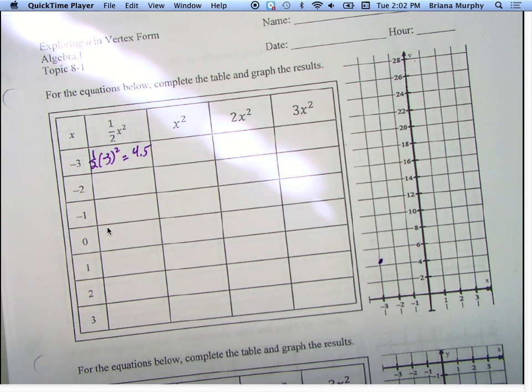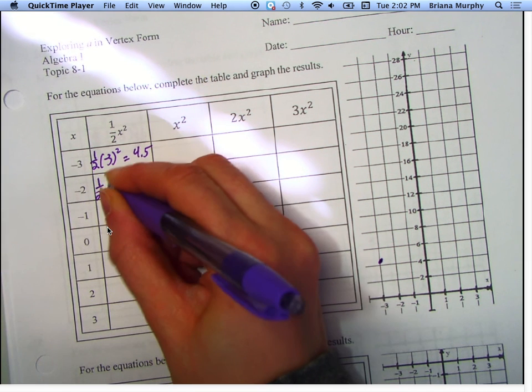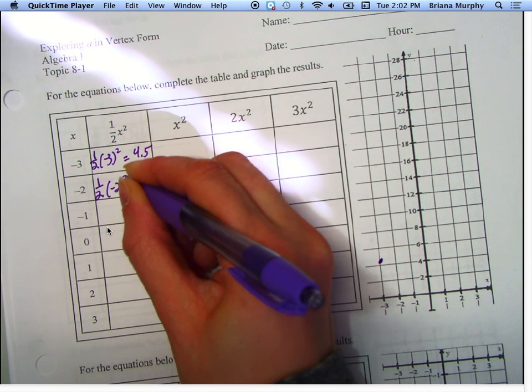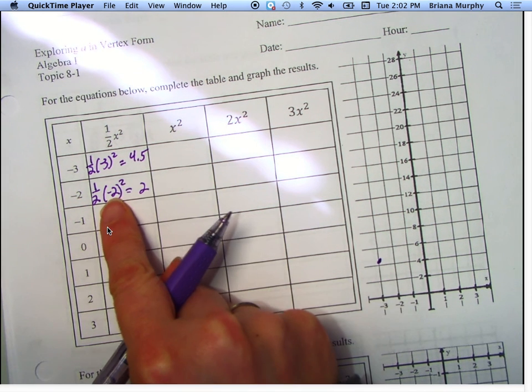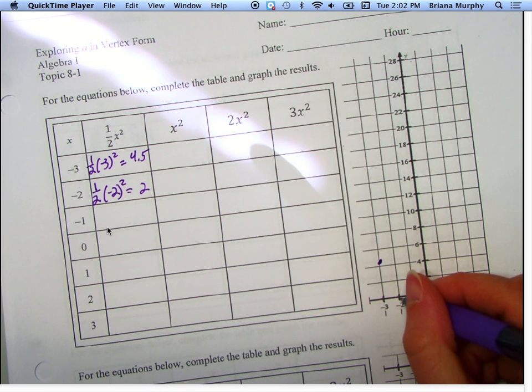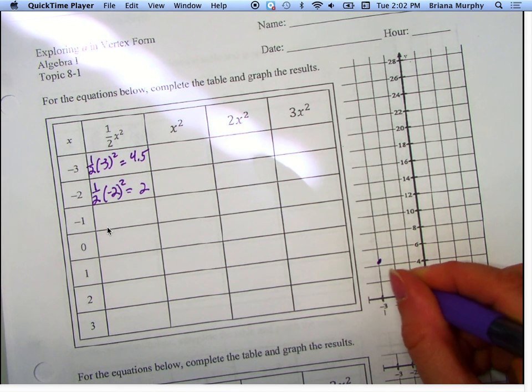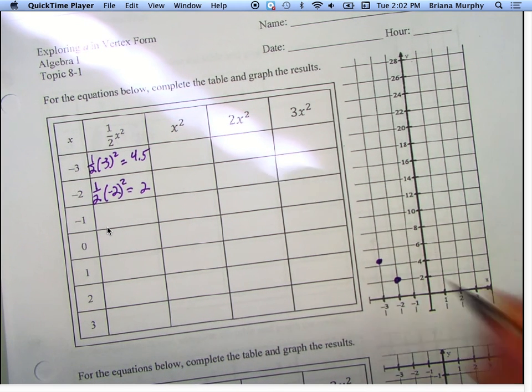Now we're going to take 1 half times -2 squared. You're literally putting 0.5 times -2 squared in your calculator if you need to. Or we could do -2 times -2 is 4. Half of 4 is 2. So we go to -2, and we go up 2. So far, so good? We've got 2 points on my graph.